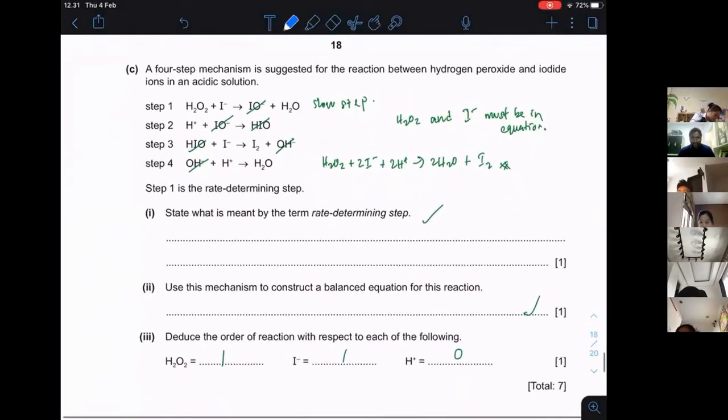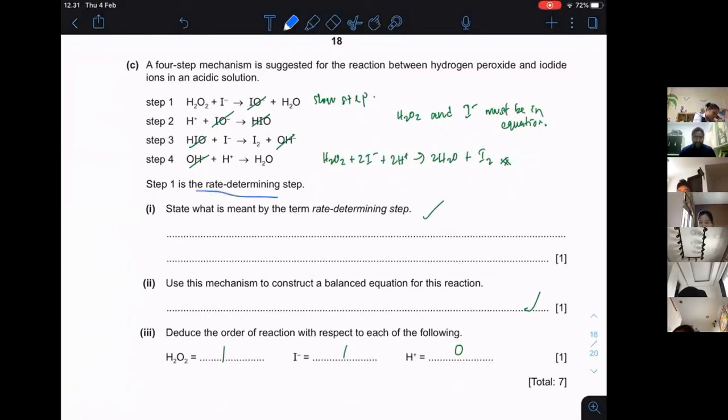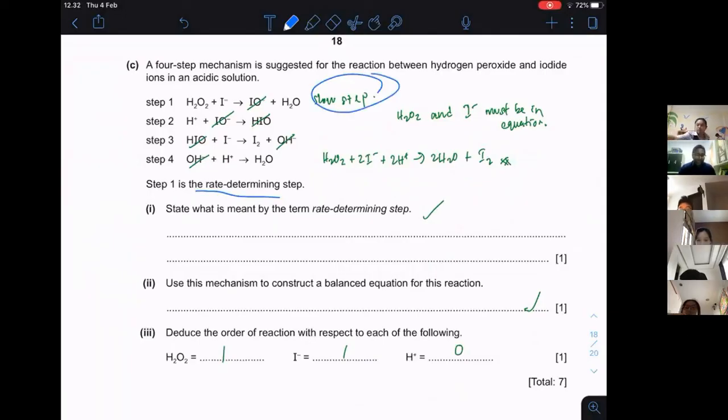A 4-step mechanism is involved. They say step 1 is a rate determining step. Rate determining step is the slowest step. Now, what do you need to remember about the slowest step? Whatever appears in the reactant in the slowest step is also going to tell you the terms when you write the rate equation. Please remember that, one thing that we learned last time. Whatever appeared in the reactant in the slowest step must also appear in the rate equation. If not, cannot. So you can see H2O2 and I minus must appear in the rate equation.